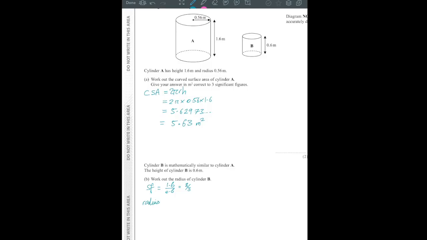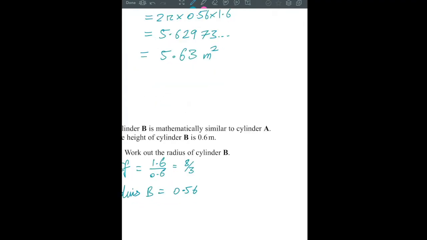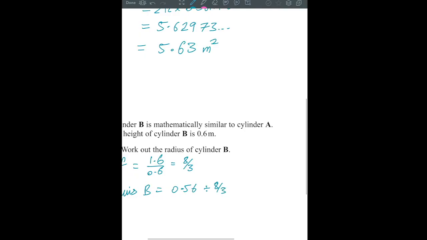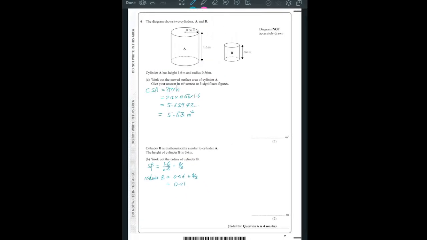So the radius of B is then, well, it's the radius of A. And because I'm going to the smaller one, I'm going to divide. Now you can even use the answer button in your calculator to not need to type in that again. 0.21 seems reasonable compared to the other lengths in the picture.